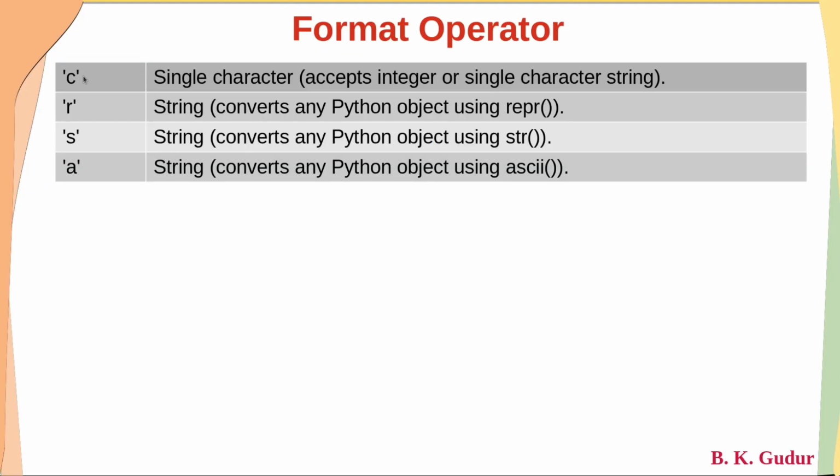And one more is %c, which is used for a single character. And %r converts a Python object to a string, using this particular built-in function. %s converts whatever given object to a string, and %a also converts to a string. But if it is r, it uses one built-in function, if it is s, it uses another built-in function, and if it is a, it uses another built-in function.